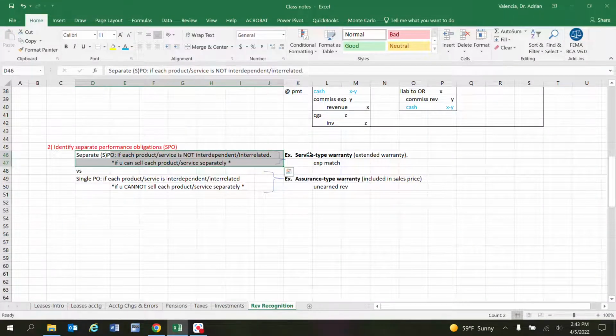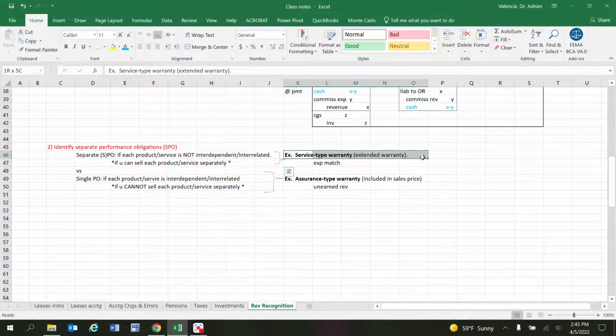The extended warranty that you may or may not choose to buy. So if you buy a car, it comes with a warranty. You can't get rid of that warranty. That's just what it comes with, all right? That's this one here. Okay, good. That's part of one single performance obligation.